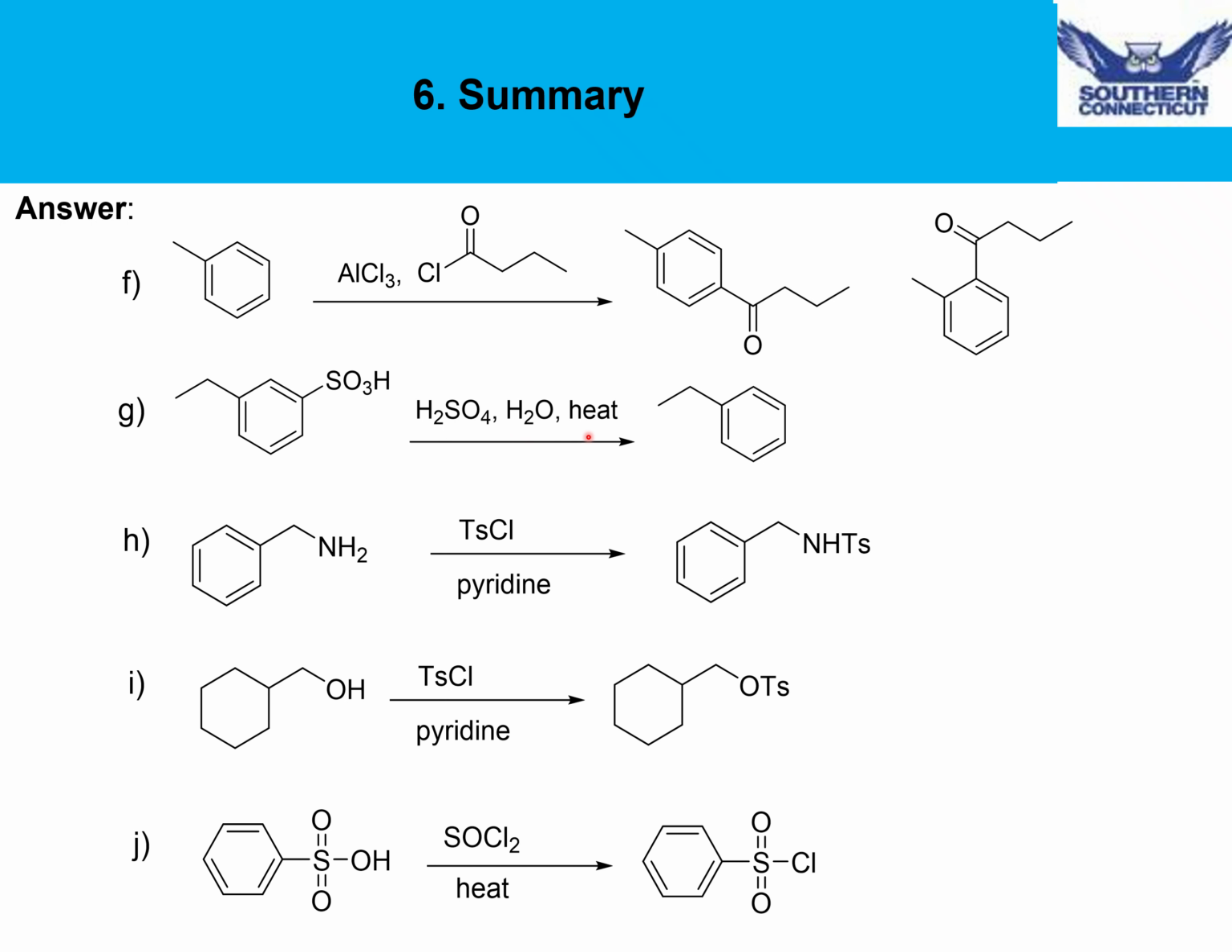Sulfuric acid, water, and heat will lead to the desulfonation of a sulfonic acid, so for that reason this is our product. Tosyl chloride will add a tosyl group to an amino group or to an alcohol, as we see by these two reactions. Thionyl chloride will generally replace a hydroxyl group on a sulfonic acid with a chlorine.